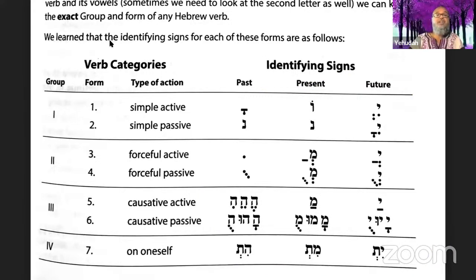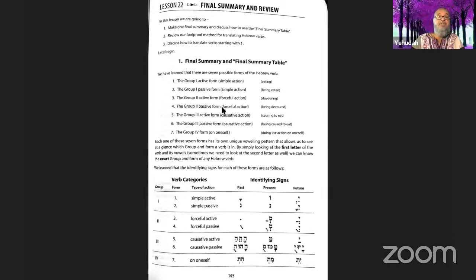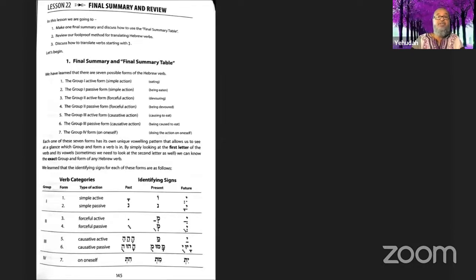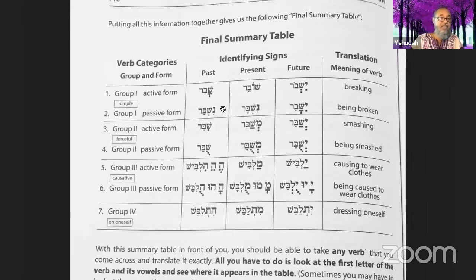But you still have to learn how the structure of the language works, which we're going to be looking at in a few more weeks, okay? So this is your final summary and, of course, your table. Here's what the table is going to look like. I'm going to send this over to you. It breaks down every verb category, its group, its form, how it's being done: simple, forceful, causative, on oneself. And then what they've done is they've put different verbs inside of this table in order for you to see how the actual pieces are working.